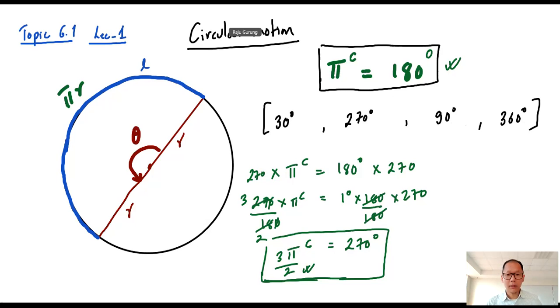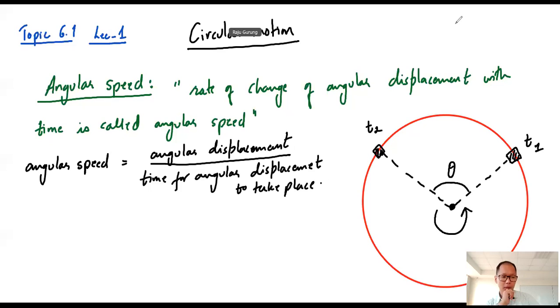So let's move on to the next part now. Now let's talk about the angular speed. Angular speed is basically defined as the rate of change of angular displacement with time. When we talk about angular speed, we're basically looking at how fast an object changes an angle relative to the center.